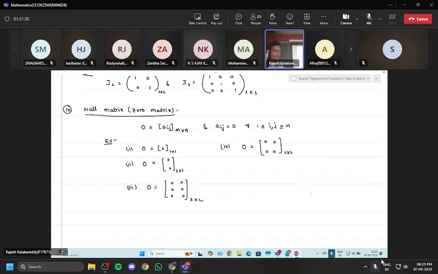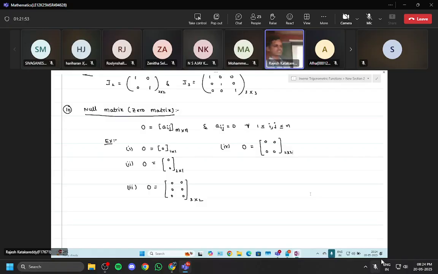Now we should learn the operations on a matrix. In operations, we should learn addition, subtraction, multiplication. There is something called transpose. Depending on transpose, you have types. Depending on product, again you have types. Right? So I am stopping here. Remaining we will see in the next class.